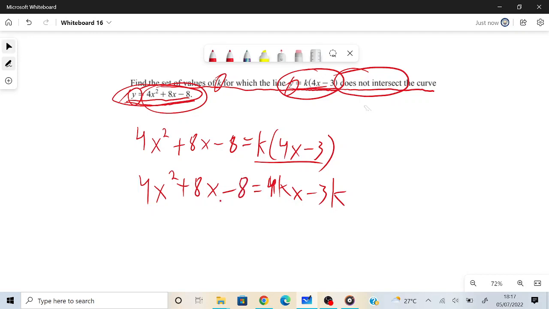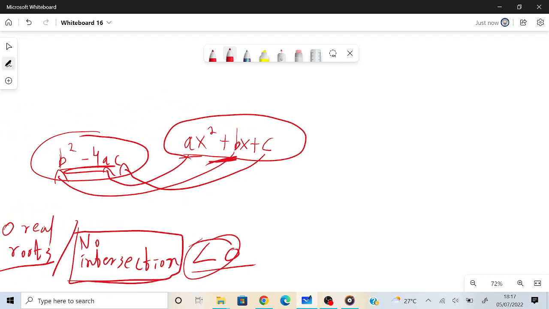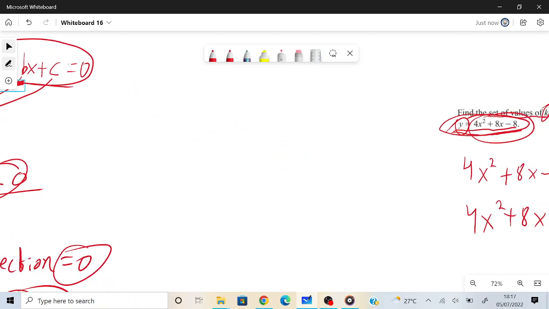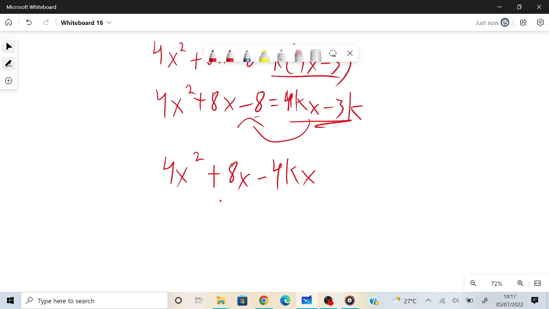Now, as we know, we need to get it back in the quadratic form, and we know that ax squared plus bx plus c is eventually equated to 0. So this means that we need to bring everything to one side. So let's take all of this to this side here. So we now have 4x squared plus 8x minus 4kx. I'll just tell you in a second why I wrote minus 4kx before minus 8. Minus 4kx plus 3k minus 8 equals to 0. Of course, the minus goes over here and becomes positive, and the plus 4k goes over to the other side and becomes negative.